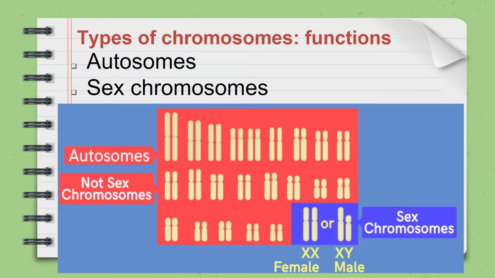If the two are both X and X, then it is a female individual. And if the one chromosome is X and the other one is Y, then it is a male. So this pair is the sex chromosomes.